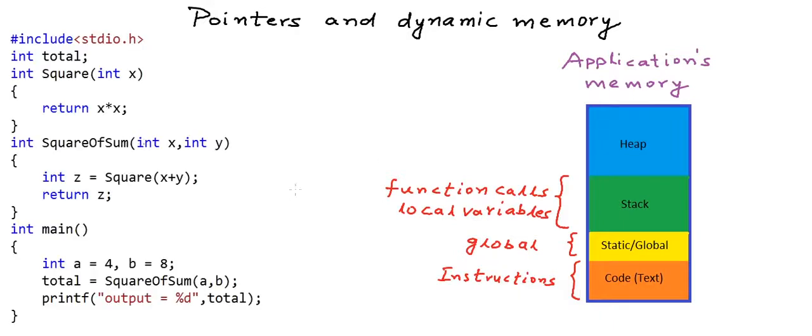I have a simple C program here. We have a function square that gives me the square of a number. We have another function square of sum that is given two arguments x and y, and it returns us the square of x plus y. And in the main method I'm just calling this function square of sum, passing it two arguments a and b. Let us now see what happens in the memory when this program executes.